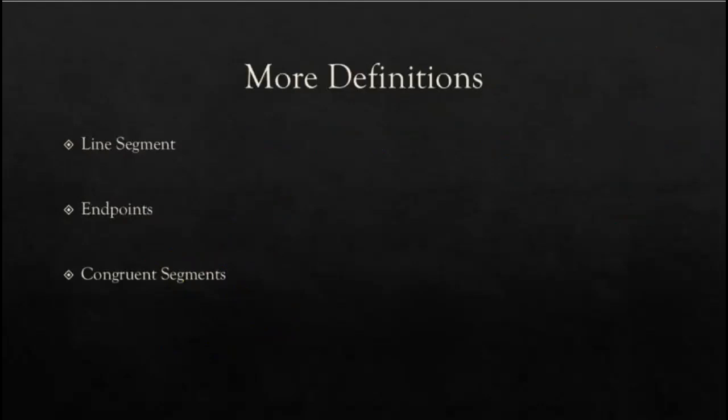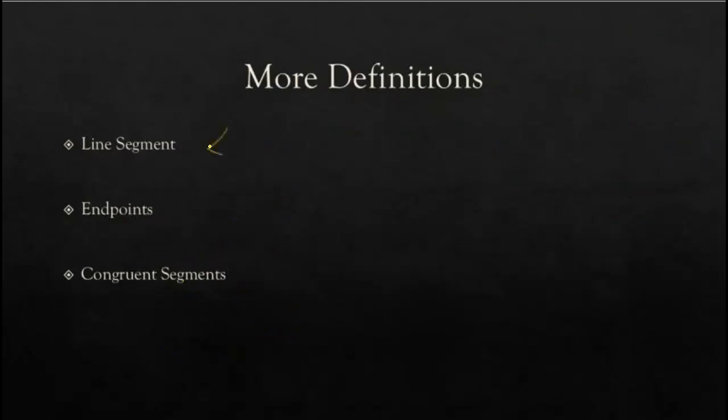What about a line segment? It sounds kind of like a line, and then segment would be like to take it apart or to have pieces of it. So a line segment is part of a line consisting of two endpoints and all the points that are in between, or collinear.